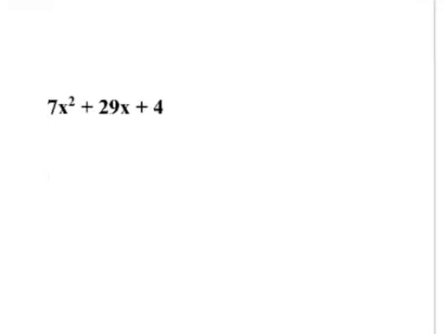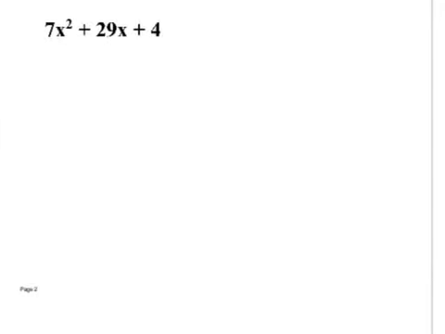Write this down. So it's 7x squared plus 29x plus 4. What we need to do is come up with what would add to give us 29 and multiply to give us 28. What is 28? I'm going to get there. Add to give us 29.